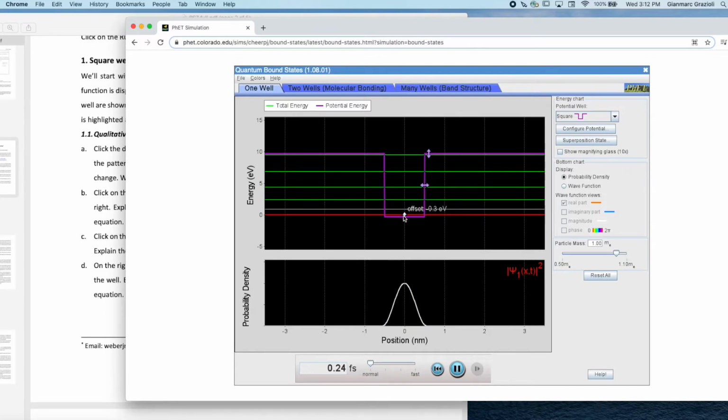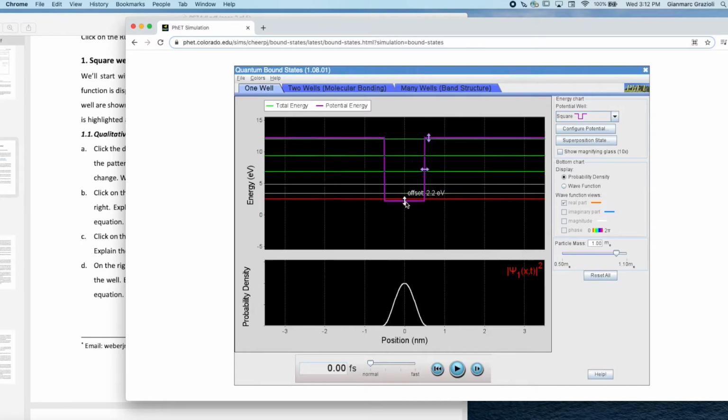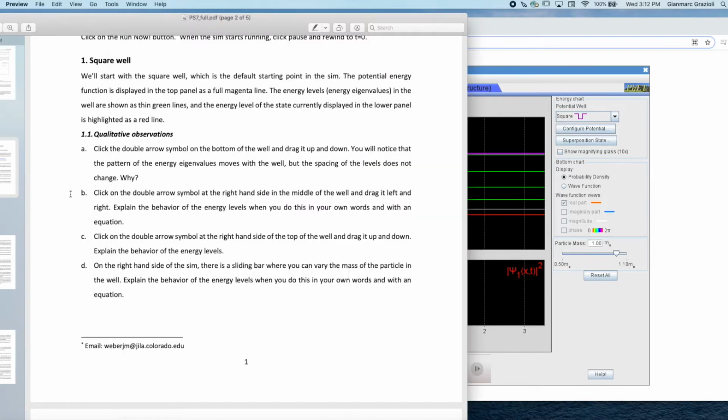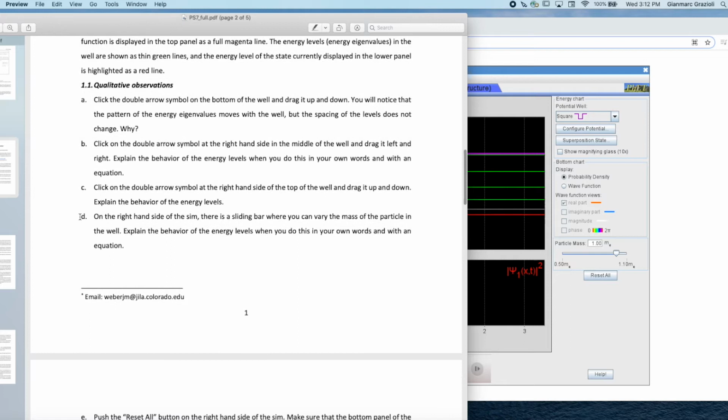That's what we're seeing here. If I slide this up and down, all these energy levels are still the same distance from each other. Relative to each other, these energy gaps, these differences in energies, are the same. We're just shifting everything up and down together. All right, so that's what's going on in 1.1a.